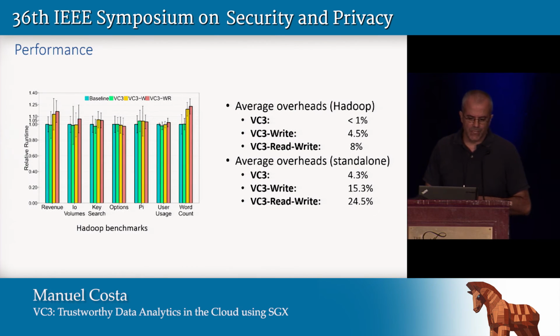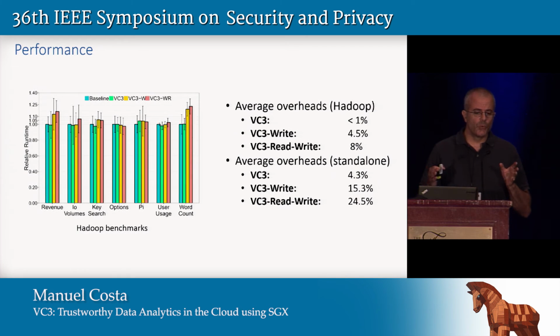So the graph here on the slide shows the runtime numbers for all of the applications, and the runtimes are normalized to the case where the application runs on Hadoop but is not protected by our mechanisms. So what we see there is that over the base properties of VC3 we see overheads below 1%. For VC3 with the write integrity checks we see overheads of on average 4.5%, and with read-write integrity an average of 8%.